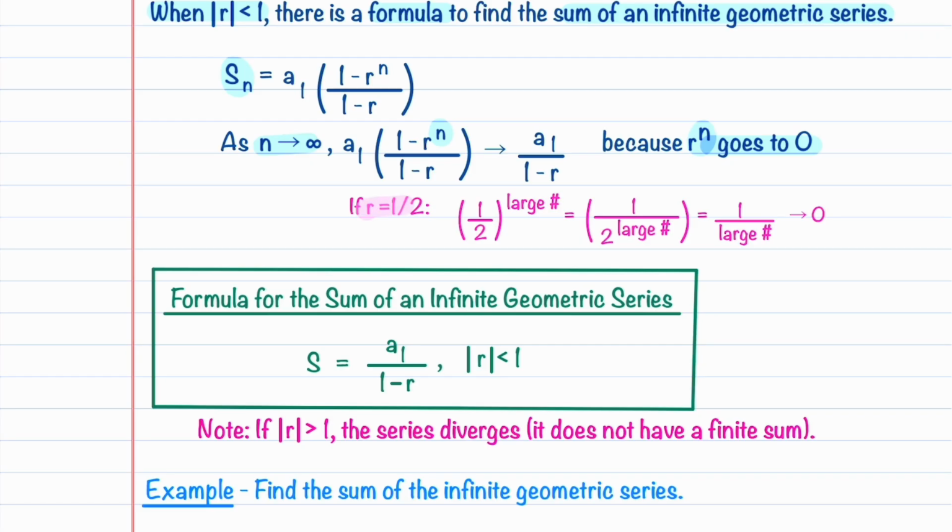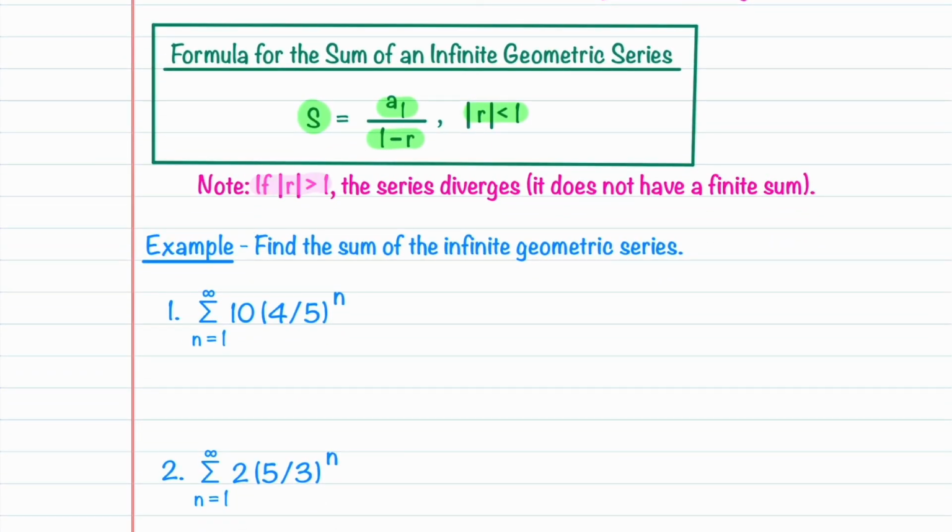For example, if you have r equal to 1/2, you're going to have 1/2 raised to a large number. That's just like 1 divided by 2 raised to the large number. 2 raised to a large number is just a large number. And if you divide 1 by a really big number, it's going to go to 0. So this term is going to go away, and we're left with the formula I've written down here in green. Our sum is just a1 divided by 1 minus r. And remember, this only works if the absolute value of r is less than 1.